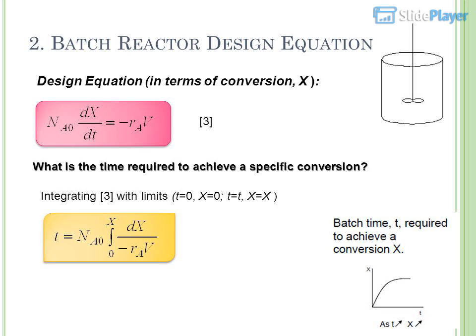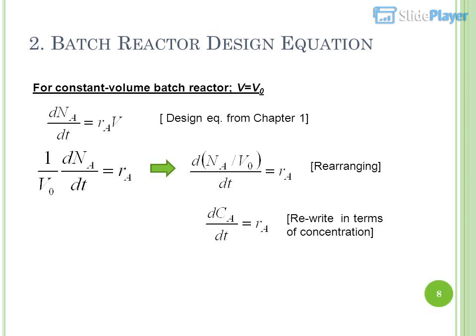3. What is the time required to achieve a specific conversion? Integrating equation 3 with limits t equals 0, X equals 0, and t equals t, X equals X. For a constant volume batch reactor, V equals V0. The design equation from Chapter 1, rearranged, can be rewritten in terms of concentration.